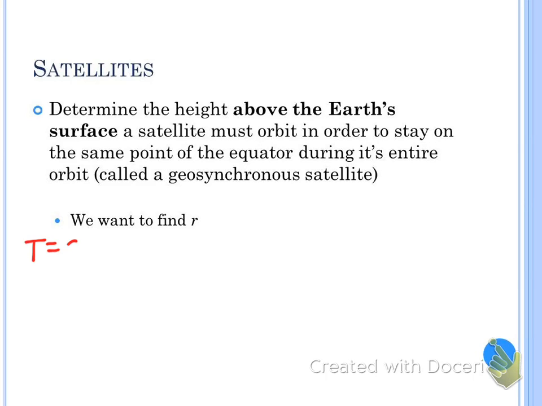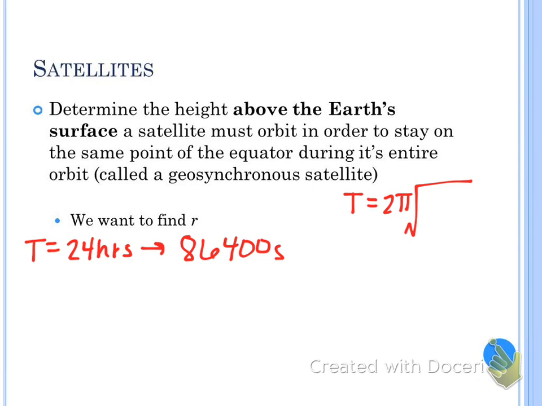Okay, so T equals 24 hours because it takes that long for it to spin one time. In seconds, that's 86,400 seconds. That's T. Our goal is to find the radius. So let's look at our equation to help us solve for radius. Of a satellite, it's T equals 2 pi square root, sorry, I can't find it on my sheet, r cubed over G M_E.